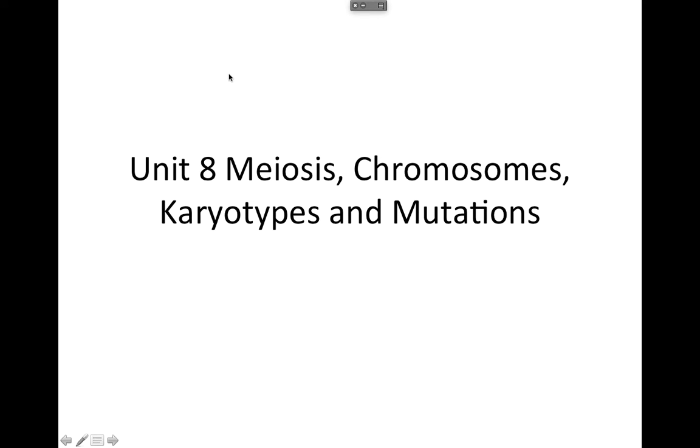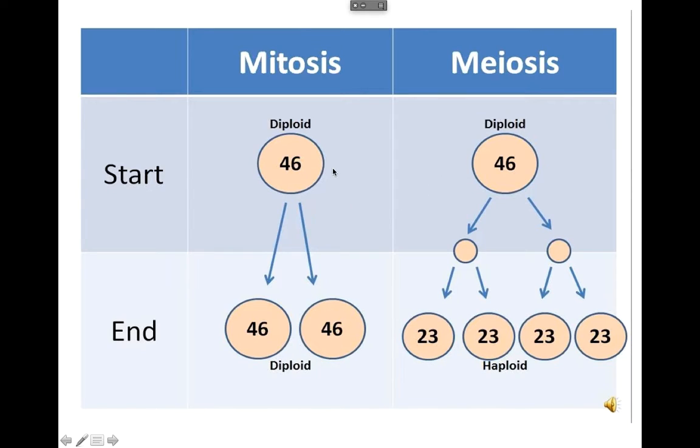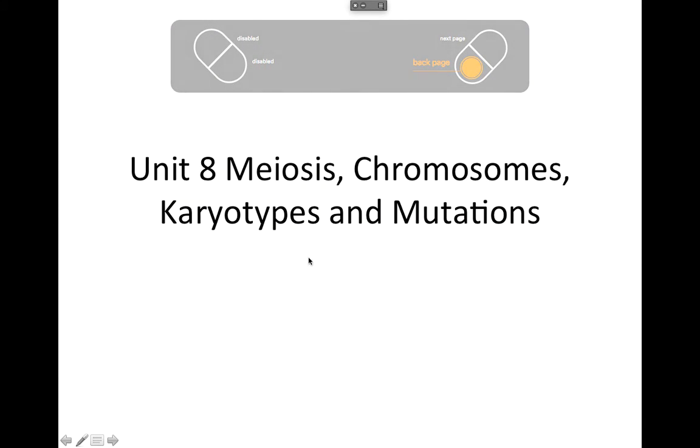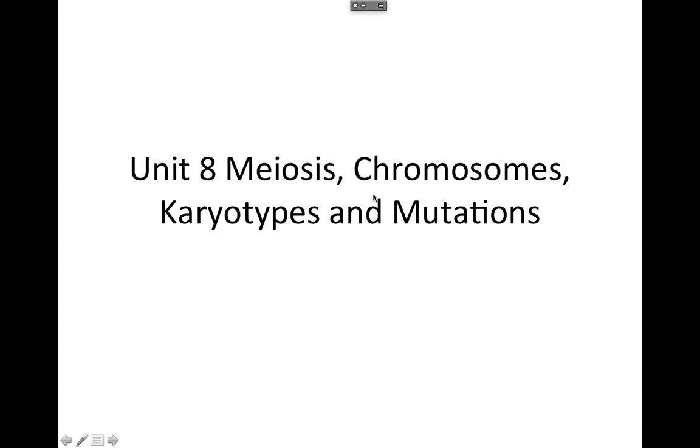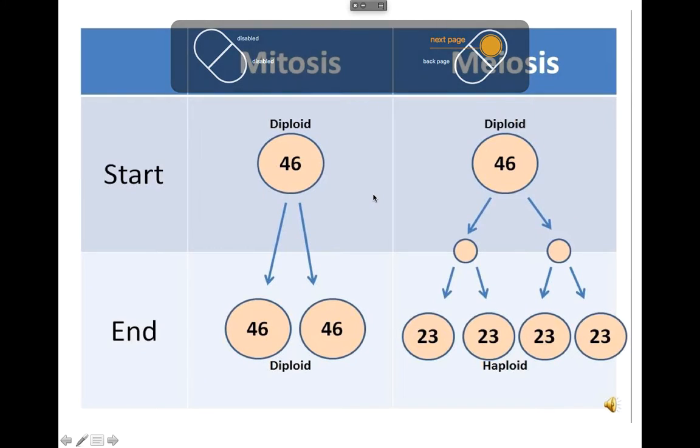All right, today we're going over Unit 8, which is meiosis. They're also going to be talking about these chromosomes and the karyotypes and also some different types of mutations. So let's take a look.